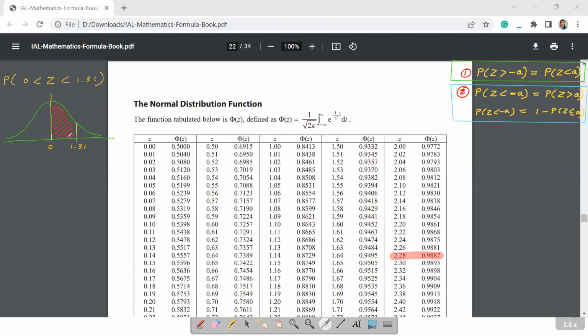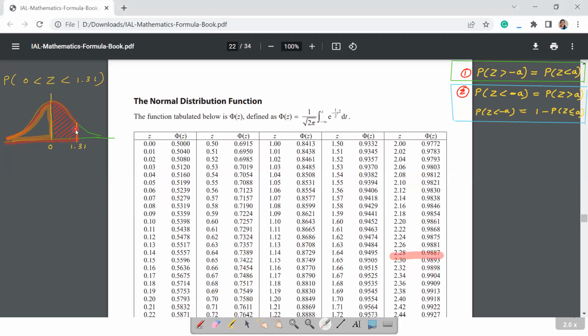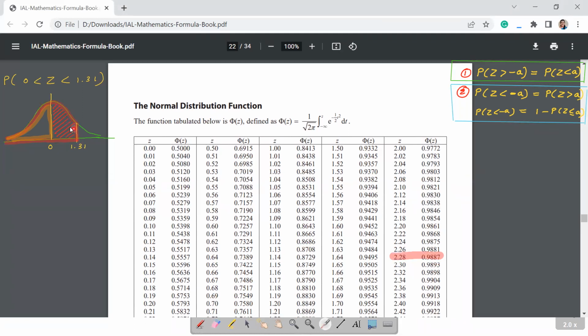So what's the easiest way of getting this area? The easiest way is, you can get the full area behind 1.31, right? Get the full area behind 1.31, and what do you think you should do? After that, you get the area behind 0. Then you subtract the area, the complete area behind 1.31, and if you subtract the area behind 0, do you see that you are remaining with this part? Guys, do you get what I'm saying?